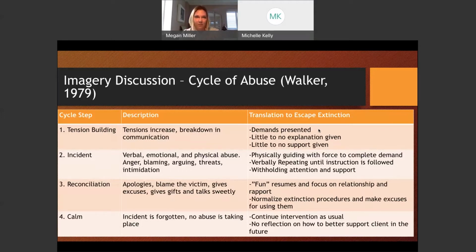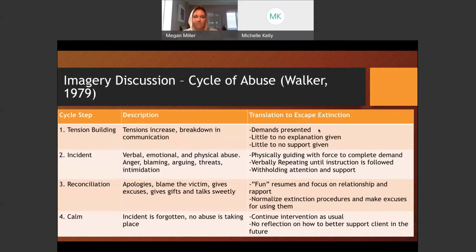I've had people say those things and talk about that. I've also had numerous messages in my inboxes of people being told they're soft and that they're not cut out for behavior analysis when they don't want to use escape extinction. So even for the people in our field that are trying to practice in more humane ways, they're butting up against people that don't want to do that. And then lastly, calm occurs. The incident is forgotten.